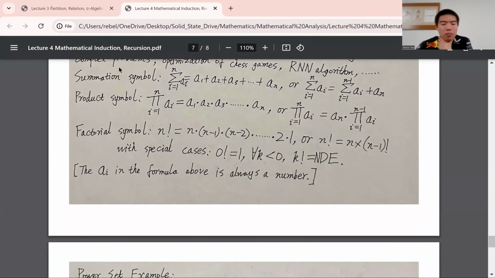So here I list some symbols: summation, product, factorial. You just look at it, there's not too much to talk about. Summation, you can write as a recursion like that. So this is a recursive way of writing it, and this is a direct way of writing it. We call this one implicit, and this one explicit.